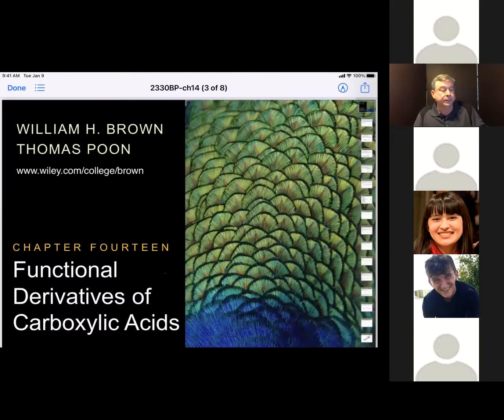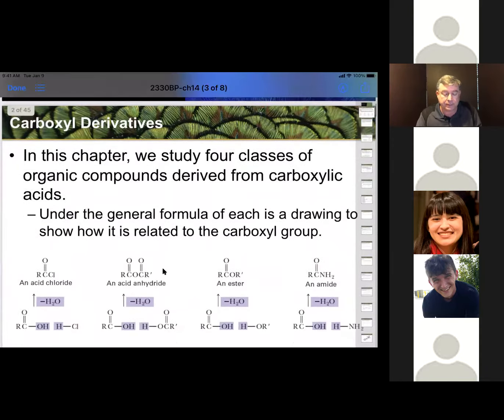Okay, let me share my screen again. All right, functional derivatives of carboxylic acids. So we have carboxylic acids themselves, and they have a few reactions they do. But one of the more powerful things that these carboxylic acids do is that we can derivatize them. And when we looked at IR, we could actually follow that carbonyl around as it changes from an amide to an ester to a carboxylic acid. We can see that change in IR. And so let's go ahead and look at some of these functional derivatives and define them by class, okay?